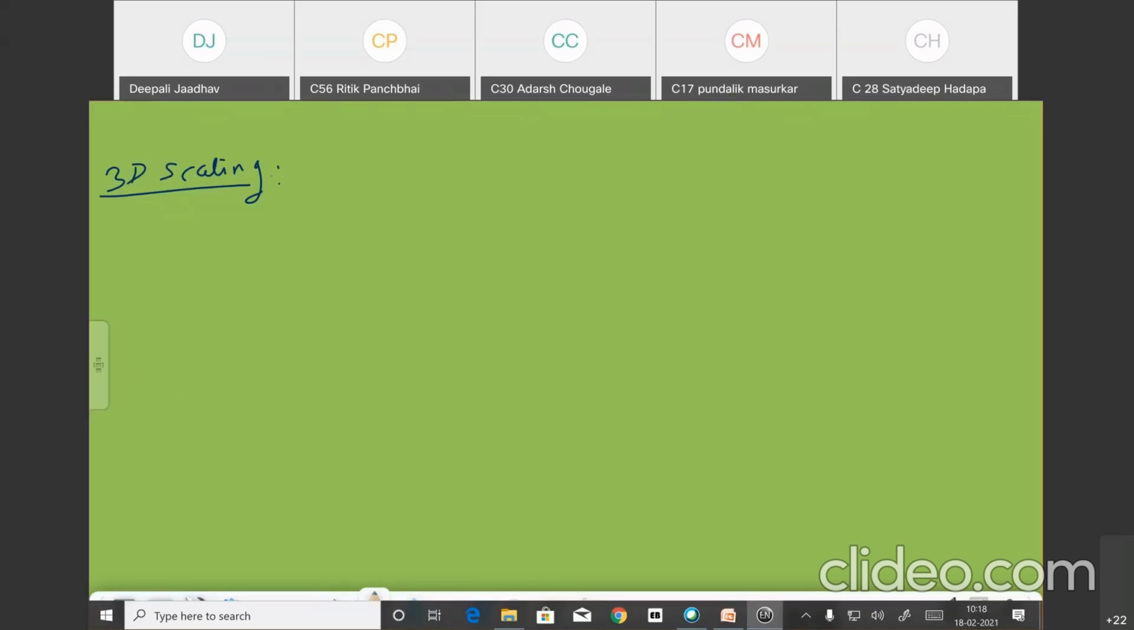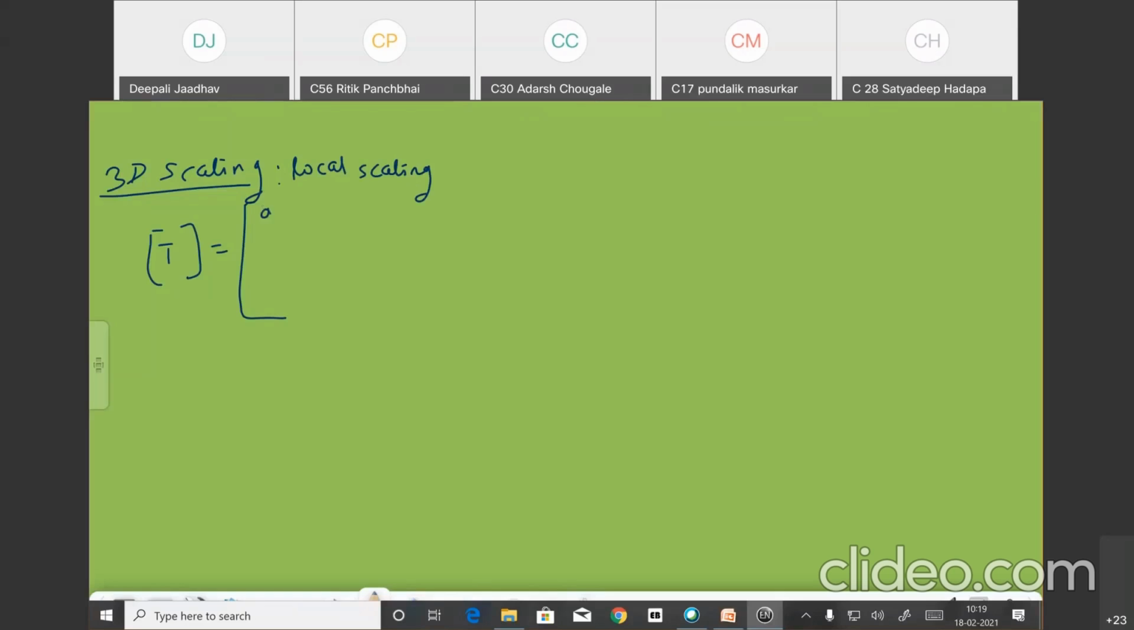We require three factors for scaling: Sx, Sy and Sz. Sx for x direction scaling, Sy for y direction scaling, and Sz for z direction scaling. So the diagonal terms of the upper left 3 by 3 matrix are used for scaling, diagonal only. First we are going to see the example of local scaling, and for the transformation matrix, normally the diagonal terms are used.